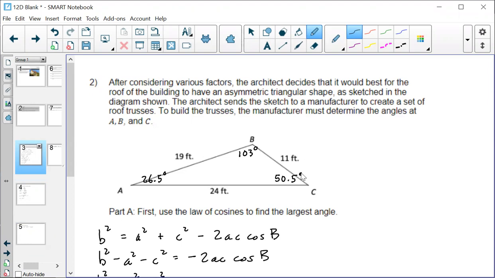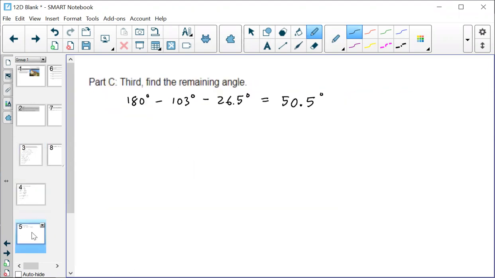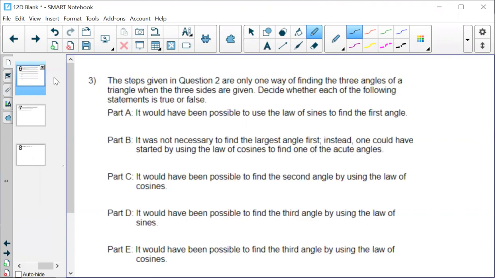There we go. So there's B and there's C. So let's go to the next screen. Part 3, it says the steps given in question 2 are only one way of finding the 3 angles of a triangle. When the 3 sides are given, decide whether each of the following statements is true or false.